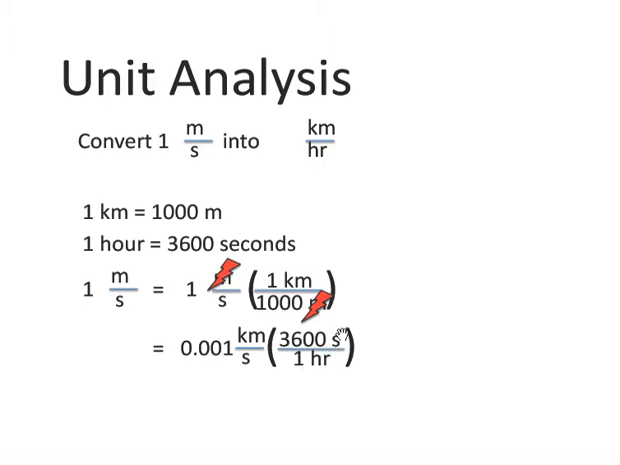And now notice when seconds is here and we have seconds there, what will happen? Once again, the units will terminate or cancel. And what are we left with? We're going to be left with kilometers per hour. And as you can see, when we multiply these two numbers, we're left with 3.6 kilometers per hour. So that's how we got a conversion of 1 meter per second into kilometers per hour, 3.6 kilometers per hour. Please make sure you copy all this down.